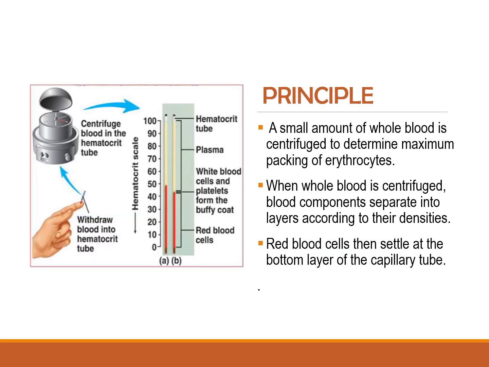The principle behind the determination of a patient's hematocrit is based on a collected blood sample from the patient using a hematocrit tube. The hematocrit tube is placed inside a centrifuge to determine the maximum packing of the red blood cells. When the whole blood is centrifuged, the blood components are separated based on their density. So the red blood cells will settle at the bottom of the capillary tube since they are heavier as compared to the liquid portion of the sample, which is plasma, which can be seen on top of your red blood cells.